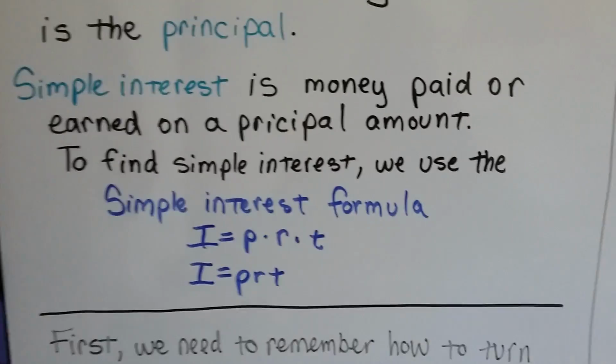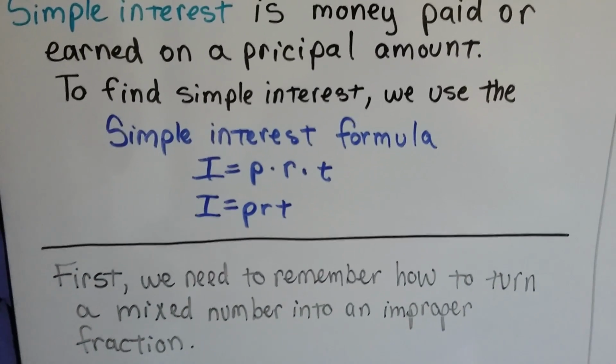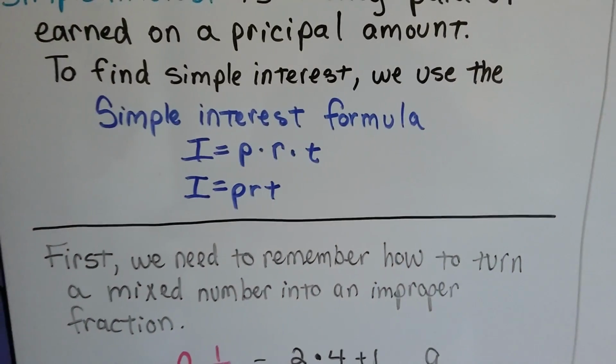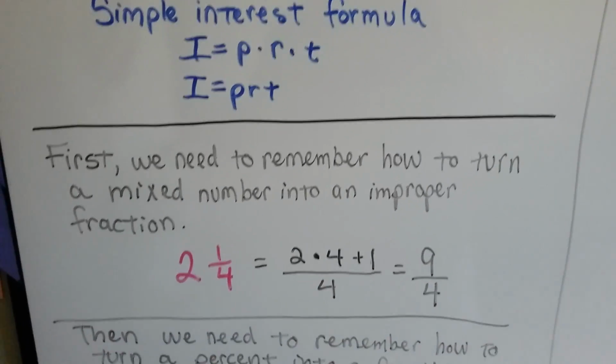So simple interest is the money paid or earned on a principal amount. And to find the simple interest, we use the simple interest formula, I equals PRT, which stands for the principal amount times the interest rate times the time that you borrowed it or had it in the bank.